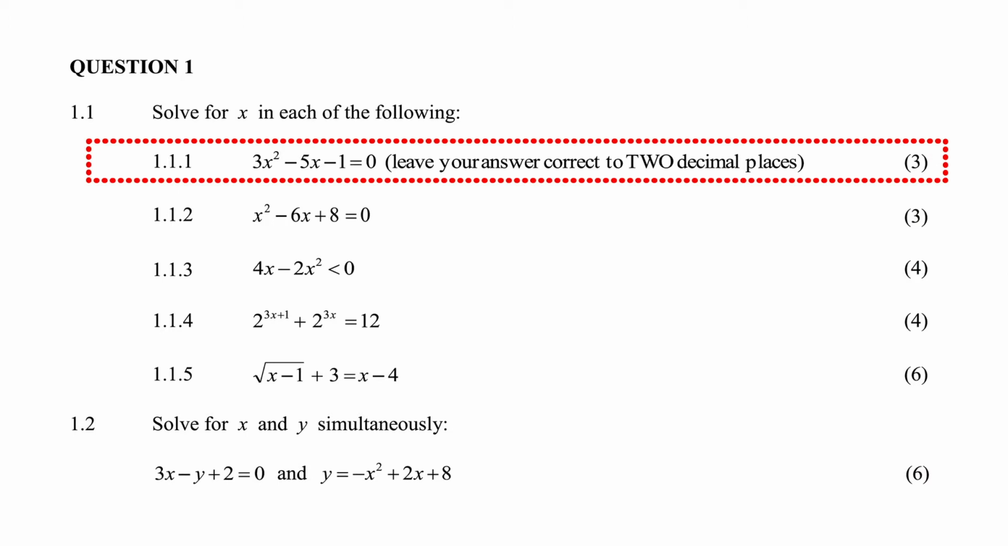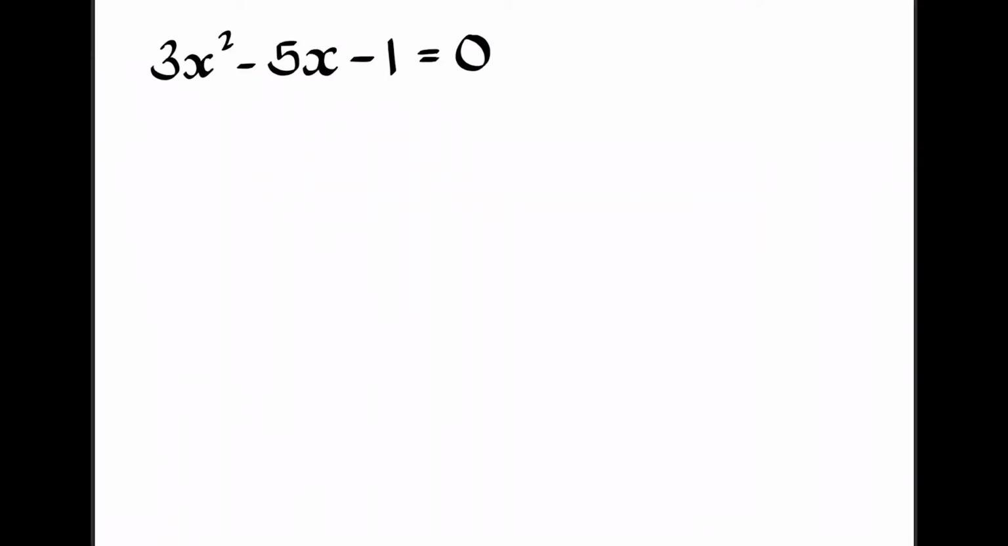Question 1 says solve for x in each of the following. The first question is 3x squared minus 5x minus 1 equals 0. And it says leave your answer correct to 2 decimal places. So that tells me that I'm going to be using the quadratic formula. The first thing I'm going to do is start by listing my a, my b, and my c values. So a is 3, b is negative 5 and c is negative 1.